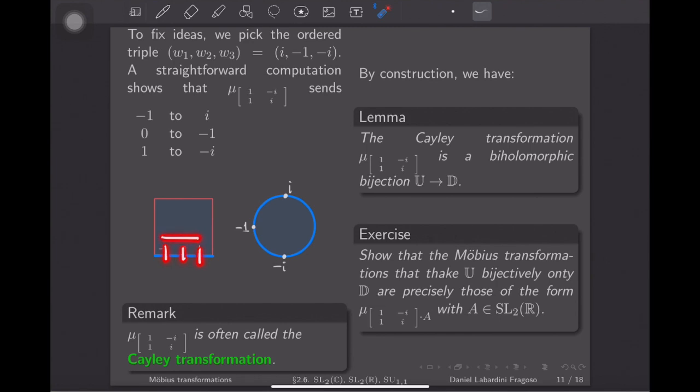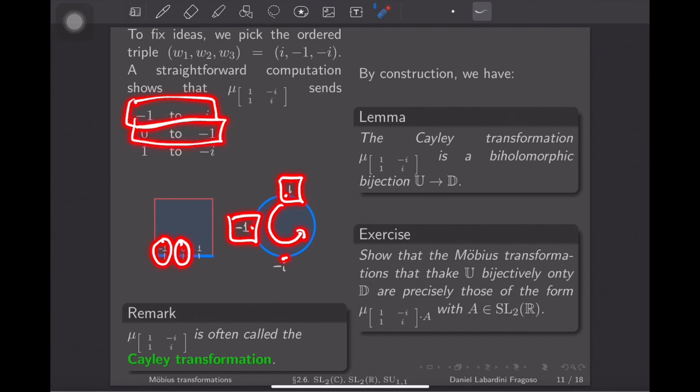It's still counterclockwise, and I consider the points I, minus 1, but then I want to do it counterclockwise. So let's say that I start here and counterclockwise this and this. So I'm going to consider the Möbius transformation sending minus 1 to I, so that's here, 0 to minus 1, that's here, and 1 to minus I, that's here.